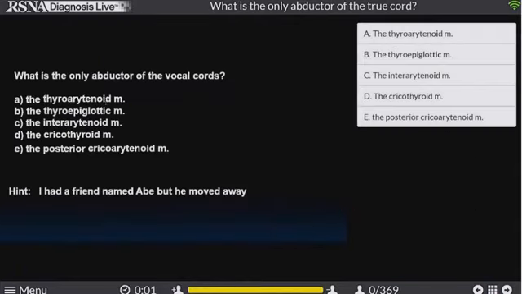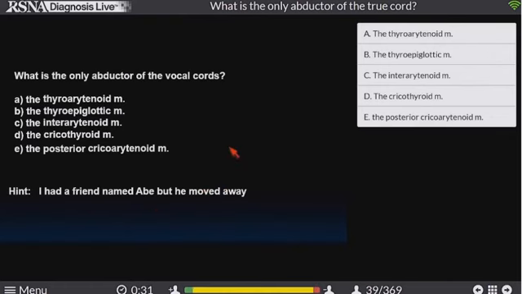All right, last question, and then we're just going to go through the anatomy quickly one more time. What is the only abductor of the vocal cords? And here is a hint, because I can never remember. I had a friend named Abe, but he moved away. So that may be totally unhelpful. And actually, I did have a friend named Abe, but I actually moved away. That doesn't help you either.